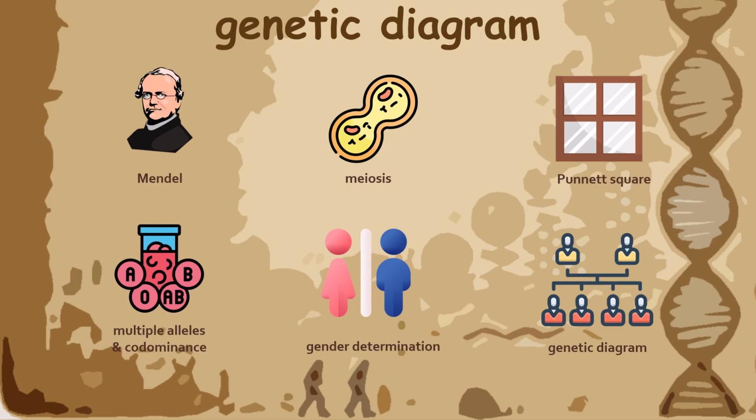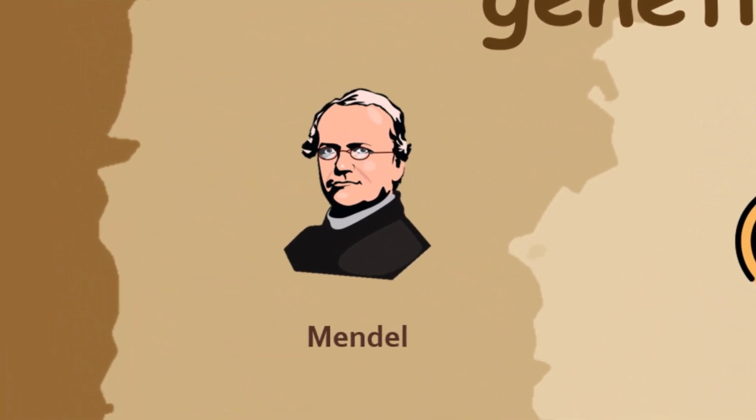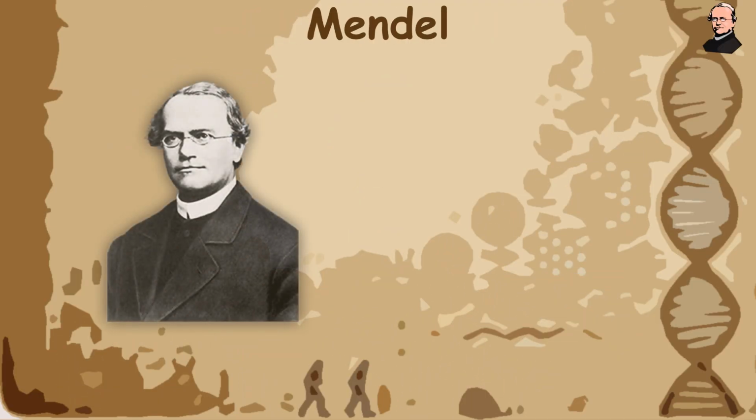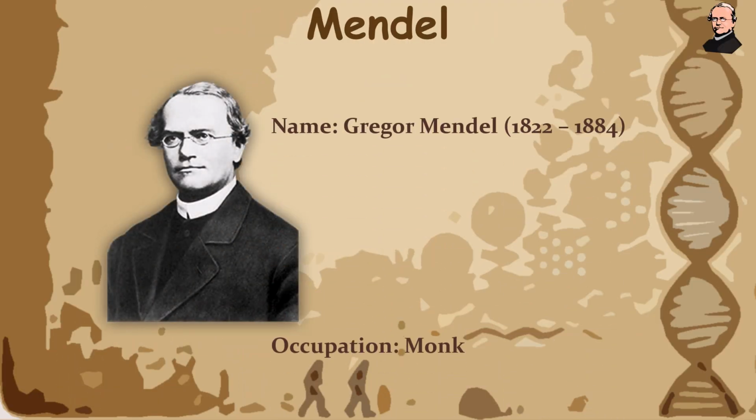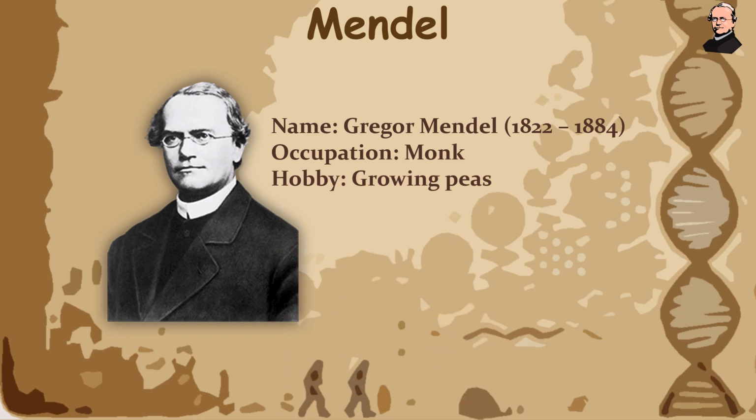It is a must that you have watched the video on alleles before this. If you have done so, we begin with Mendel. Gregor Mendel was born more than 200 years ago. He was a monk and he enjoyed growing peas.